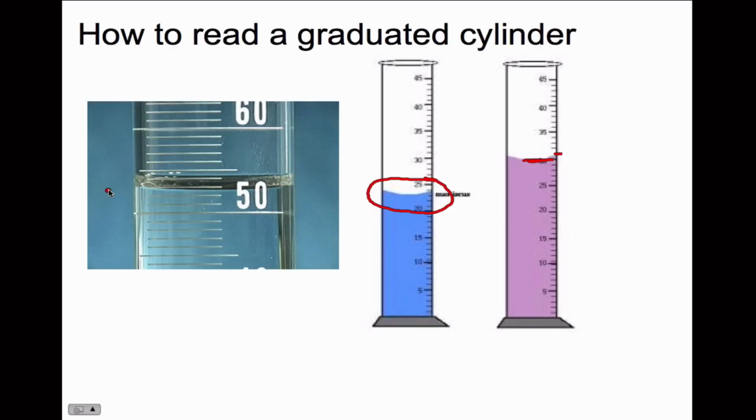So over here, this one's clear, so it looks a little bit different, but still you're looking at the bottom of this meniscus. You're looking for that bottom edge there. And so to read this, you have to figure out how many lines are between 50 and 60. So there's 1, 2, 3, 4, 5, 6, 7, 8, 9, 10. So this would be 53 milliliters.